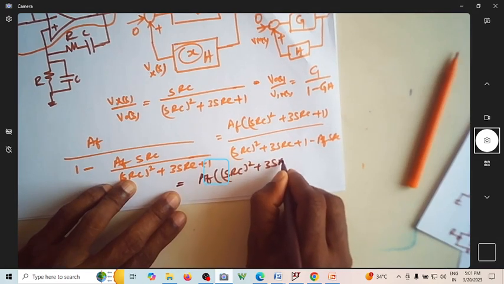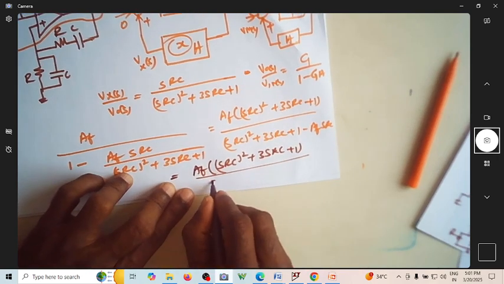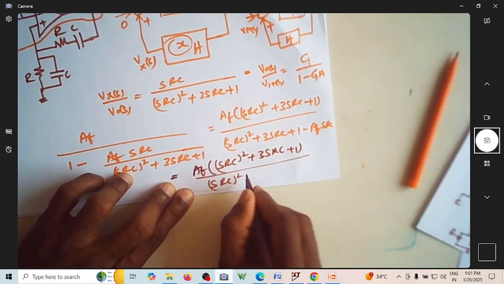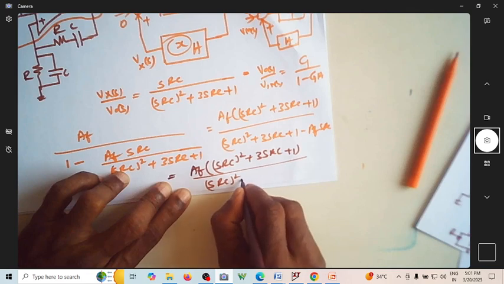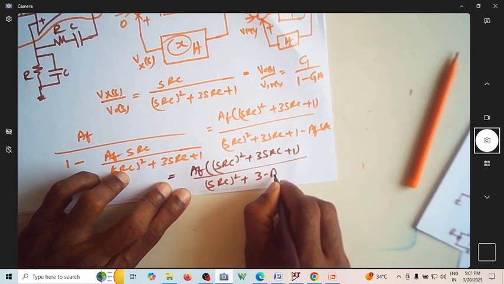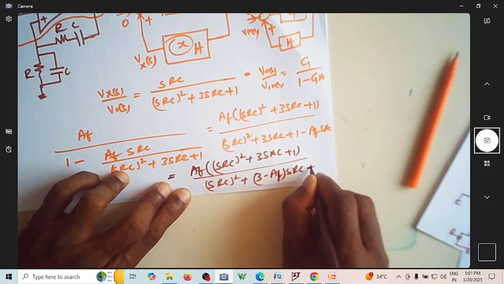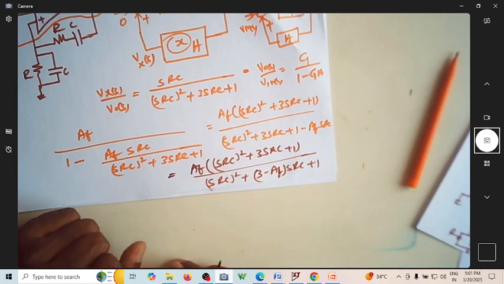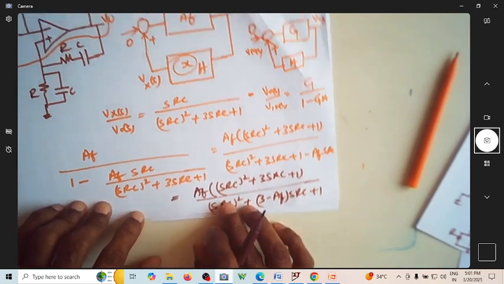plus 3SRC plus 1 divided by SRC whole square. There is a 3SRC, there is a minus AFSRC. Can I write it as 3 minus AF into SRC plus 1? Correct? So now we know that this is a transfer function. This is a transfer function of this system.